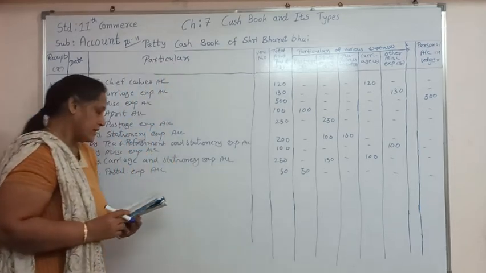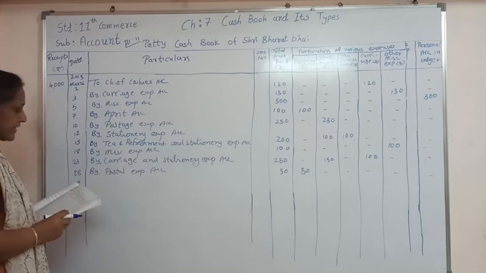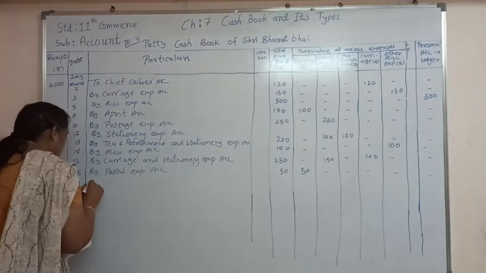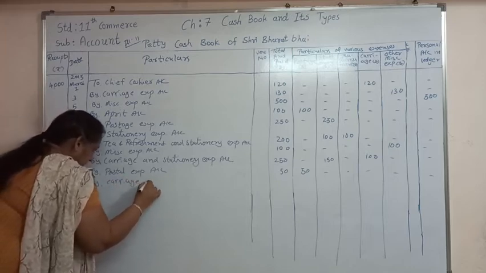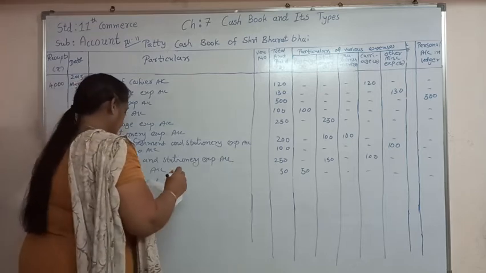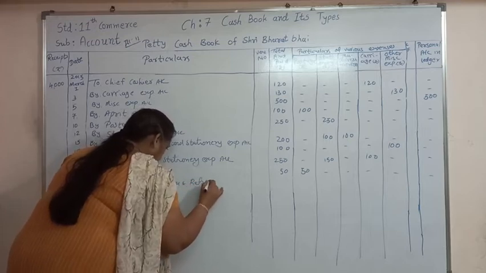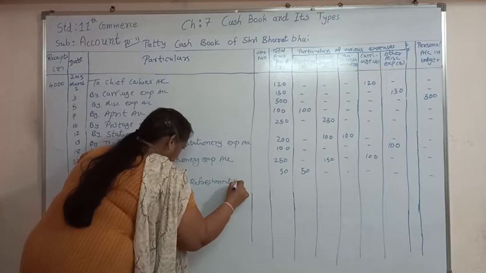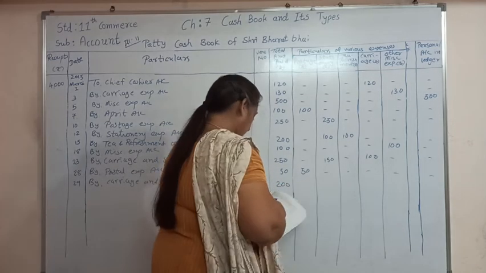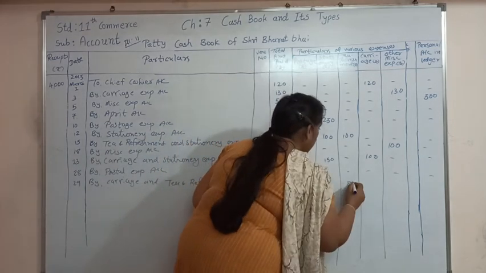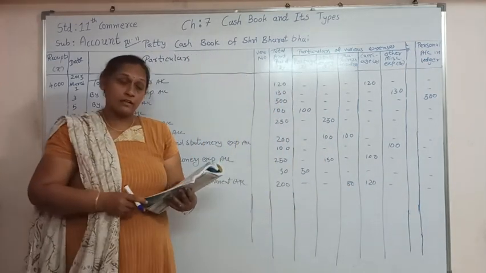Now on 29th, rupees 120 paid for carriage and 80 paid for tea and refreshment. So by carriage and tea and refreshment account. So here total will be 200. From this 200, tea refreshment is 80 rupees and 120 is carriage. So here our total transactions are finished.